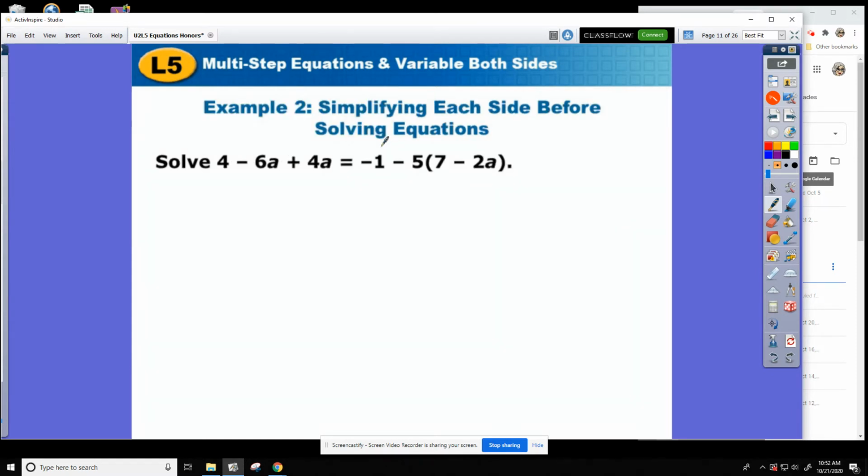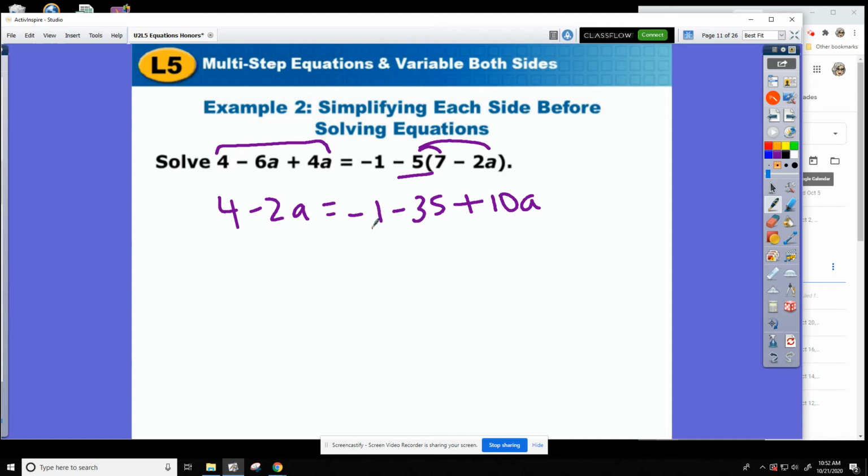Okay, this next one, simplify. We're looking only on the left side here. I could combine those, and I get negative 2a. And then on the right side, I have to distribute that negative 5. The negative goes with the 5. So the negative 1 stays where it's at. And then I get negative 35 plus 10a. Now I could combine these. So I get 4 minus 2a equals negative 36 plus 10a.